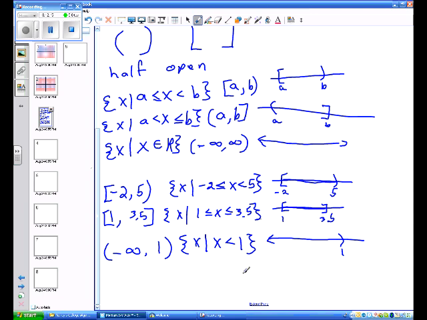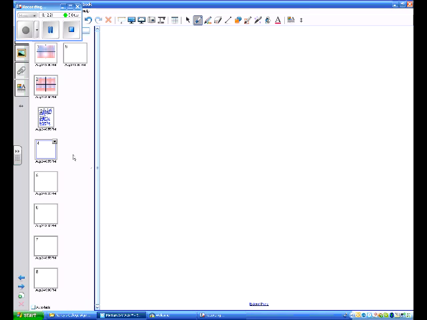Okay, we're going to take some of these sets and we're going to do some intersection and union. When we talk about intersection, this is our symbol for intersection. Okay, what we're talking about is what the two portions have in common.